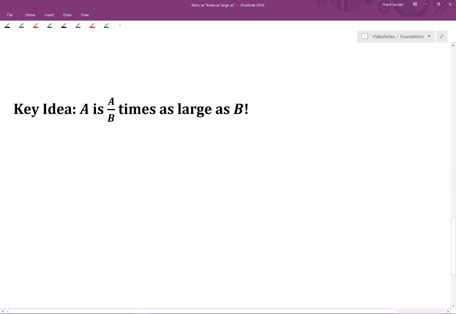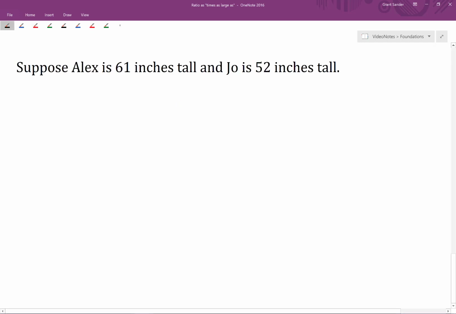And therefore, when we see this A divided by B, a lot of times in this course, we're going to think about that ratio, or that fraction, as telling us the size of A relative to B, or that A is A divided by B times as large as B. This is a very important way of thinking about division, or ratios, or fractions. All right, so let's use this idea in an applied context.